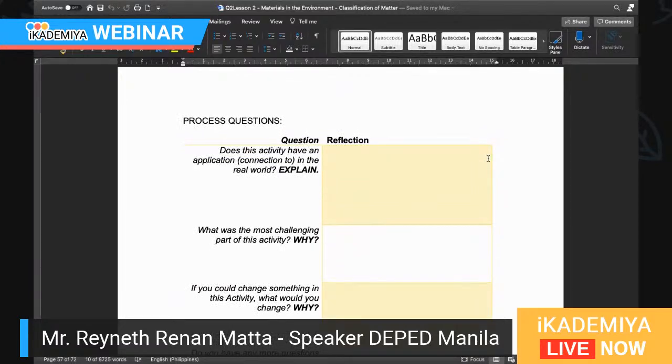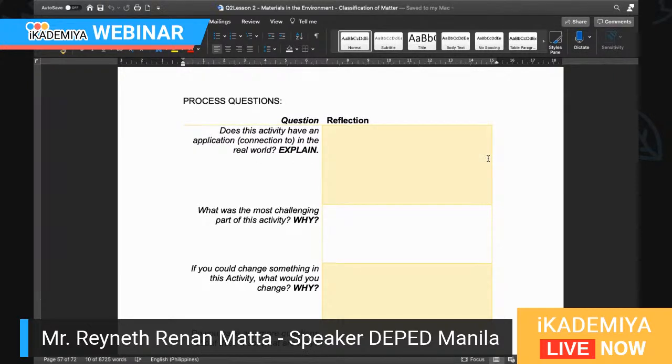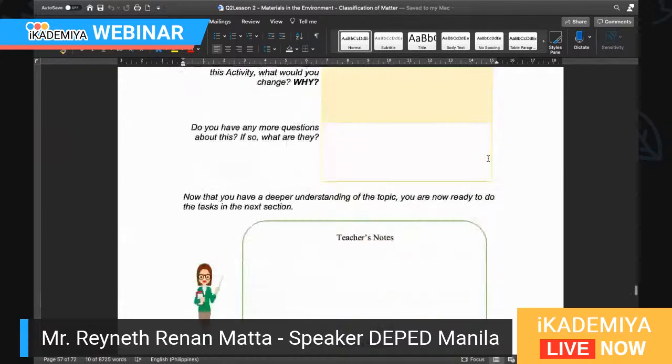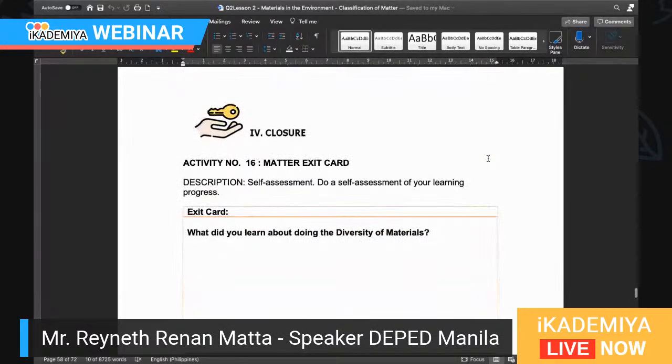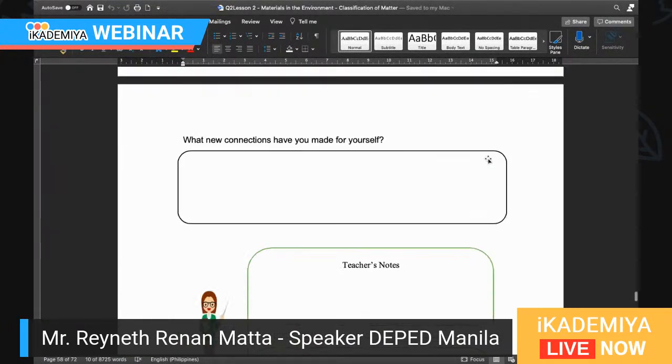And also, I love this because the module gives time for the learners to reflect on which part of the activity they found hard or challenging. It's also for the teachers to monitor and reflect on which parts of the activities in your module must be revised. For closure, it has an exit card, which is a very good part of the module.